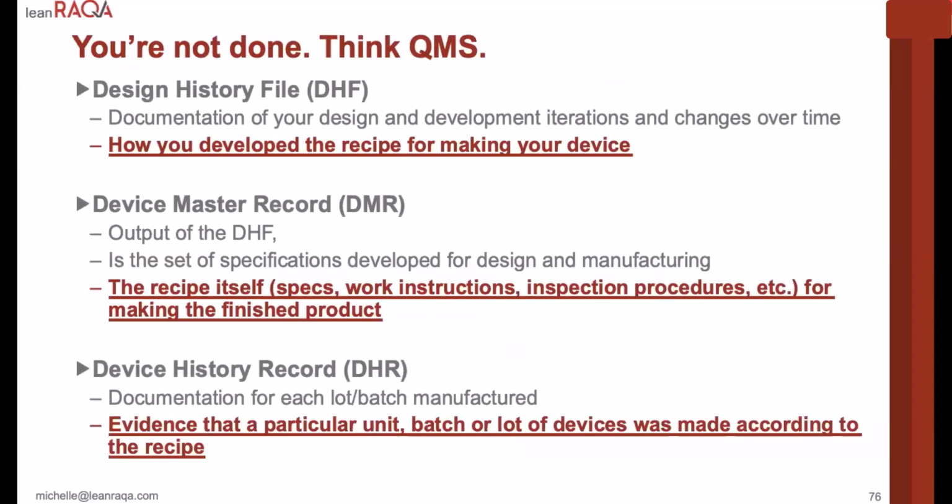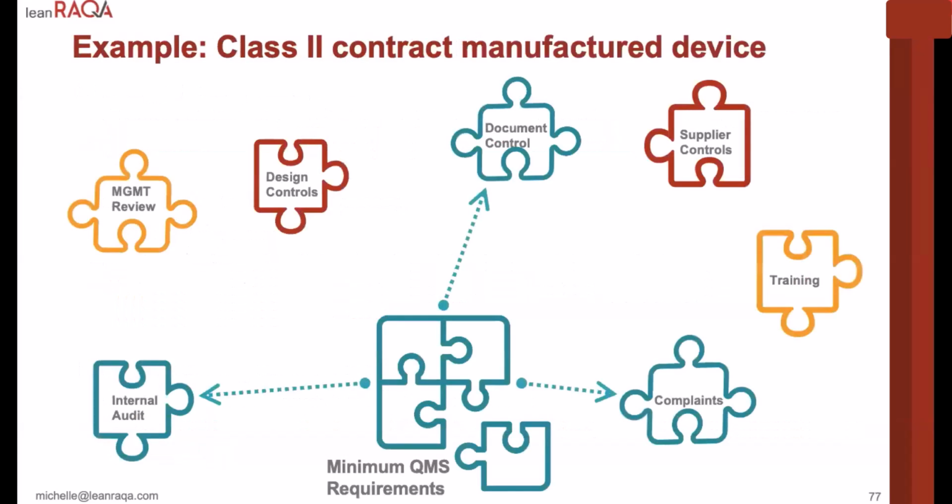So you're going to need all of the design files by the time you get to submission. You should have a complete design history file and these other design records. Your quality management system, even if you use a contract manufacturer, you're going to need this minimum set of quality management system requirements.